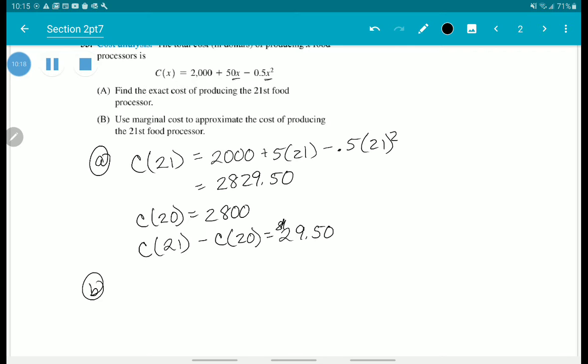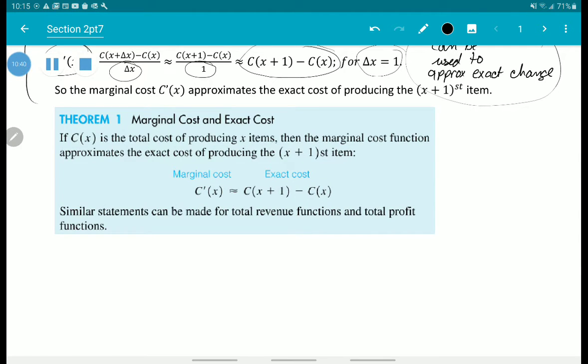B is asking us to use marginal cost to approximate that. So marginal means derivative. We're going to take the derivative of the cost equation. So there's our derivative. And we want to approximate the cost of using the 21st food processor. But look back here. Notice that we're not going to plug 21 in. This would be 21 and this would be 20 in our case. We're actually going to plug in the number 20.